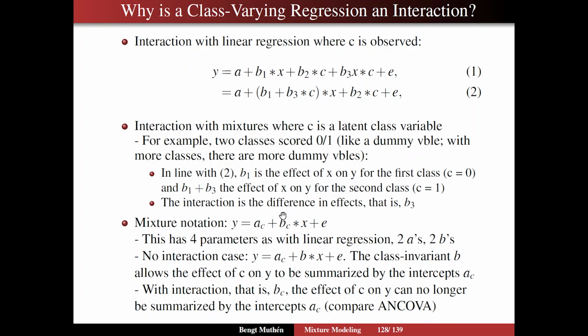And in the no interaction case, that we've looked at a lot, we have a b without the subscript, and only a varies across the classes. And the class-invariant b, class-invariant regression, say of distal outcomes on covariates, allows the effect of c on y to be summarized simply by the intercepts a_c. With an interaction, that is b_c, the effect of c can no longer be summarized by the intercepts alone. So again, I make that comparison with the analysis of covariance that I mentioned in the main part of the talk.